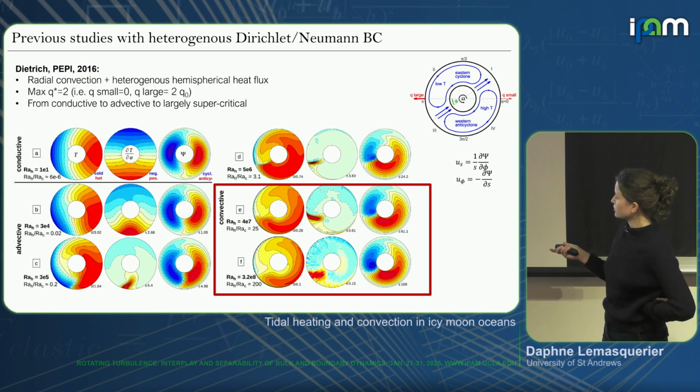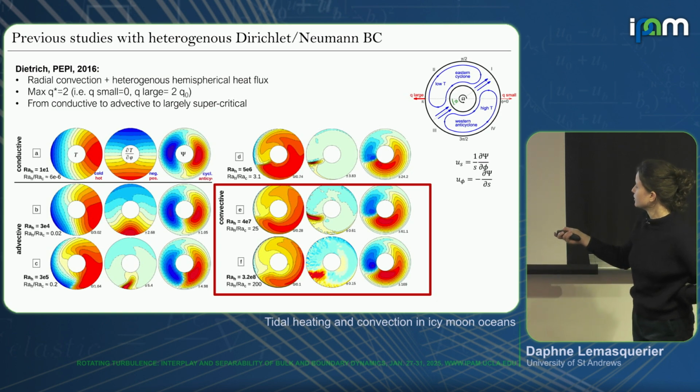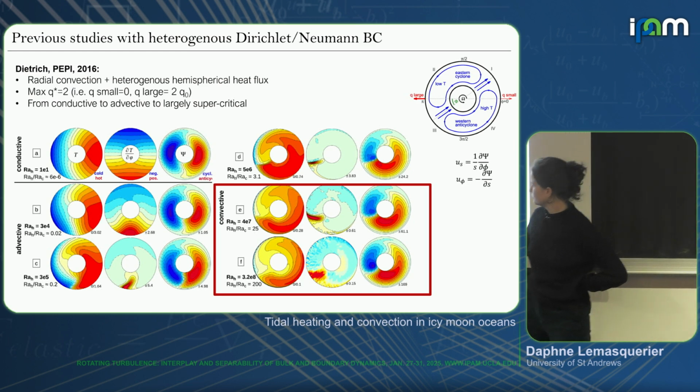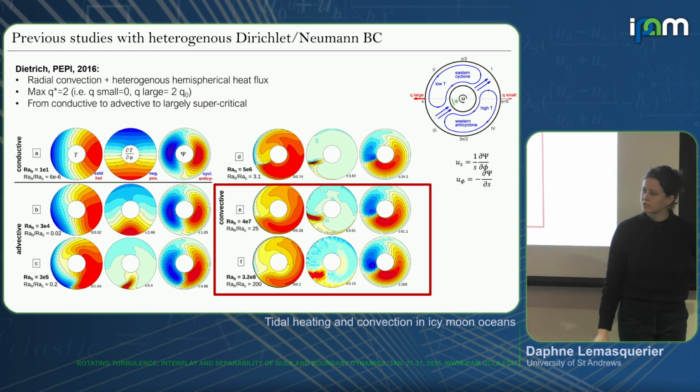One of their conclusions is that this large-scale boundary-driven circulation is going to affect the properties of the radial convection. In particular, they show that the efficiency of the heat transfer is reduced, with the Nusselt number in that case being about half what you would get if you were to impose a homogeneous heat flux on the outer boundary.